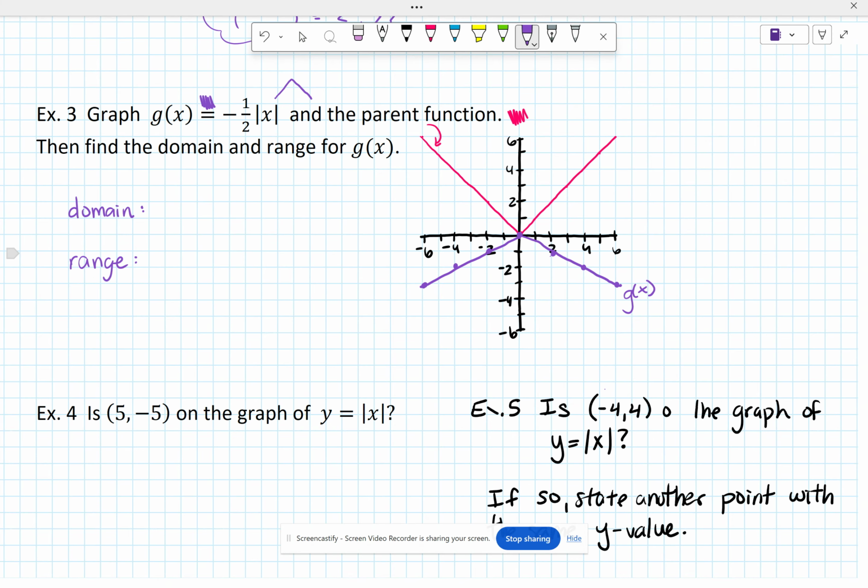And then let's talk about the domain and the range for g of x. Now my function's going a different direction. So how does that change the domain and how does that change the range? Well, it doesn't change the domain at all. The graph still goes to the left forever and to the right forever. And so my domain is still going to be all real numbers. I am going to choose to only put it in interval notation here.